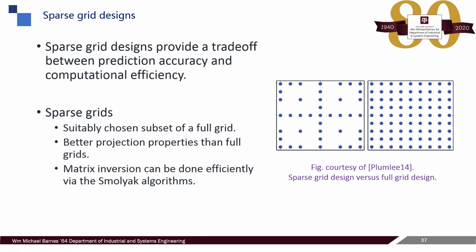Okay. The last class is what we call sparse grid designs. Basically it's an improvement from the full grid design on the right hand side. I'd say the full grid design is computationally efficient, but it has a deficiency that the prediction is not good. And sparse grid takes a suitably chosen subset of it. It has better projection properties. Although if you project onto one direction you can see some of the points are overlapping, you still have this many points left. So the projection properties are better than the full grid designs. And also matrix inversion can be done efficiently by a specific algorithm called Smolyak algorithm. So that's a good thing for those designs.